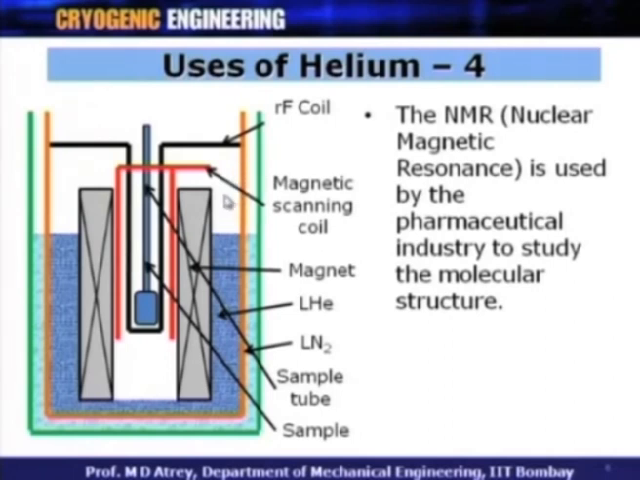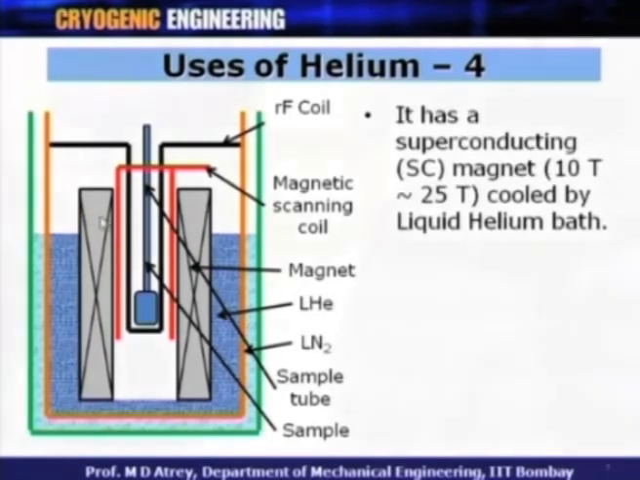If by mistake the level of this helium comes down below, then this magnet will cease to be a superconducting magnet, and this is a very important aspect of a superconducting magnet: it should always be kept dipped in liquid helium. Now, in order to have a good NMR, what we need is a very high magnetic field, and that is why we go for a superconducting magnet, which allows a large current to flow through it, and therefore you get a very high magnetic field.